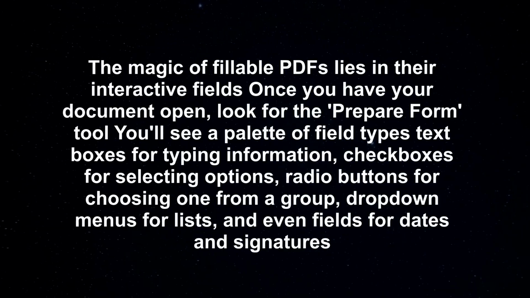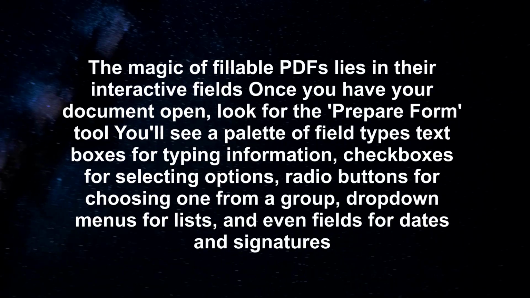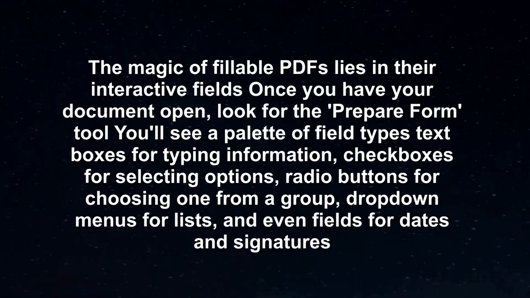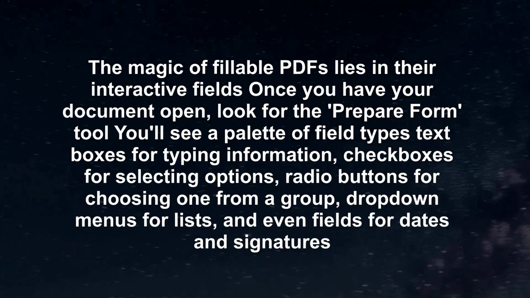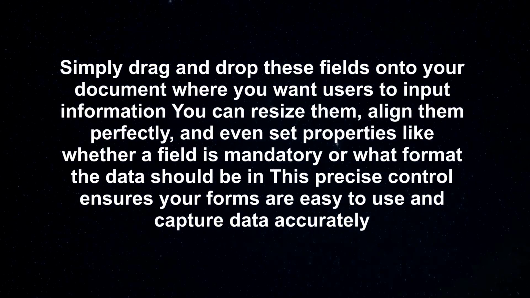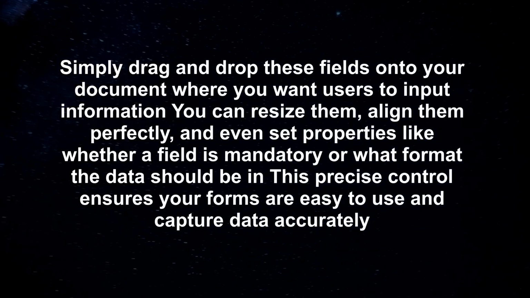Once you have your document open, look for the Prepare Form tool. You'll see a palette of field types: text boxes for typing information, checkboxes for selecting options, radio buttons for choosing one from a group, drop-down menus for lists, and even fields for dates and signatures. Simply drag and drop these fields onto your document where you want users to input information.